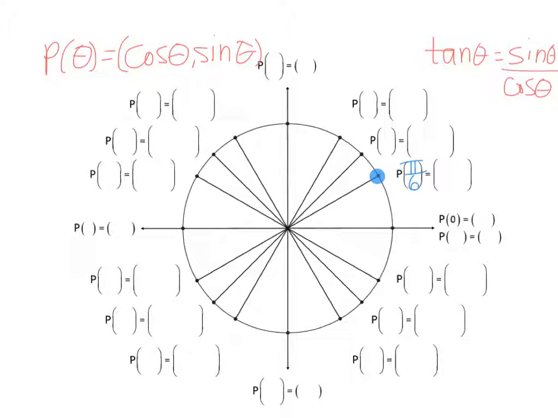And I'm just going to give you some time to start trying to figure this out. So the first thing you're going to do, like I said, is find the cosine of pi over 6. And then find the sine of pi over 6. And that'll give you the coordinates of that point.